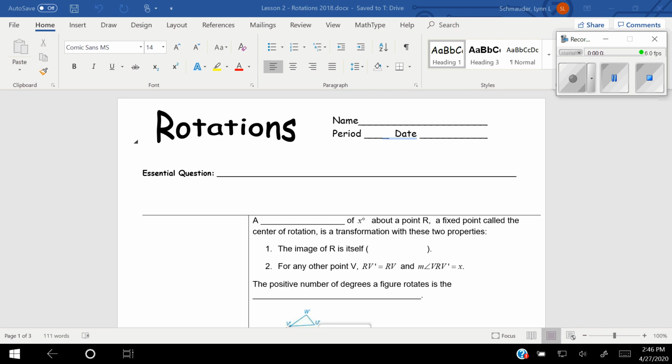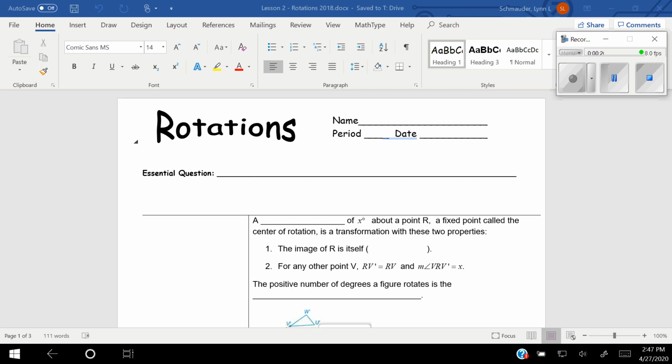Today's lesson is on rotations. If you remember, last lesson we learned about translations and reflections. Moving on to rotations, you're going to love this lesson, and you want to know why? Because it's really quick. The part you're not going to love so much is that you have to memorize some rules.